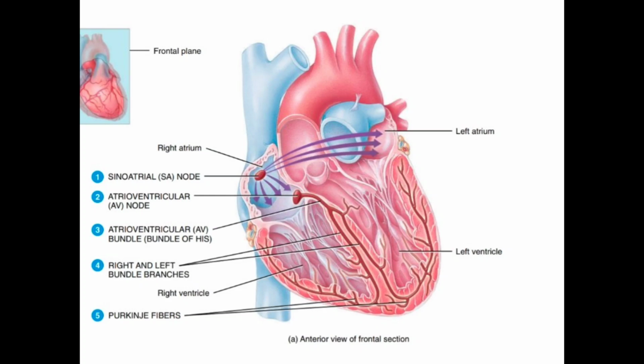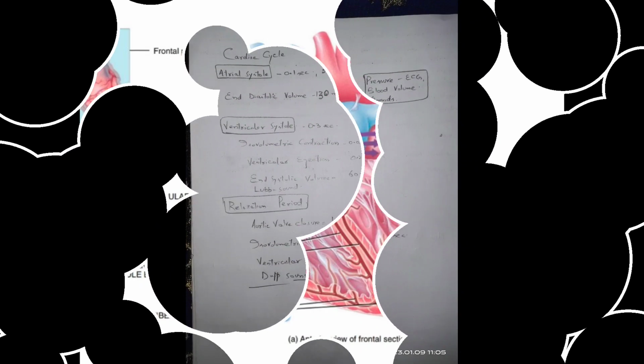And when the impulse from the SA node comes, it causes atrial systole, and when the impulse reaches the ventricular part, it causes ventricular systole. And the systole is followed by the relaxation period, that is called diastole. Now, the cardiac cycle can be studied under different steps. Step 1 is atrial systole, step 2 is ventricular systole, and step 3 is the relaxation period. These are the 3 different steps under which we can study the cardiac cycle.